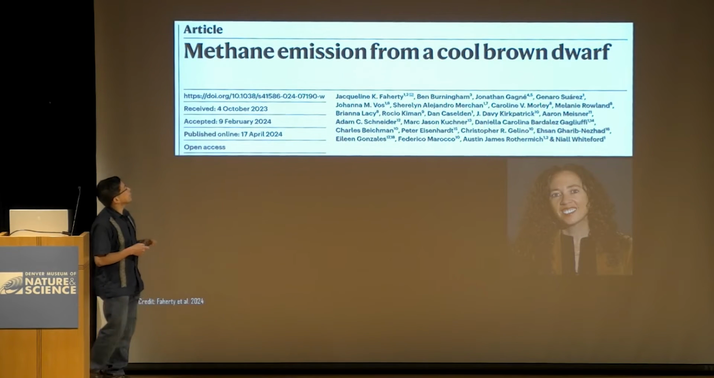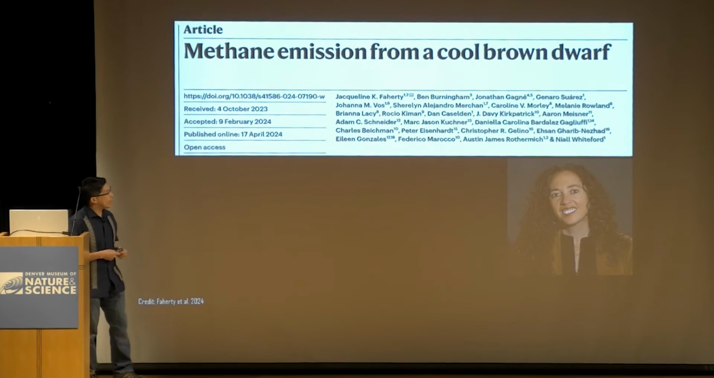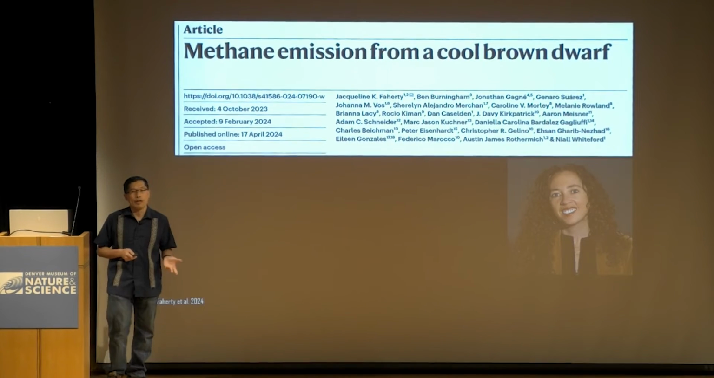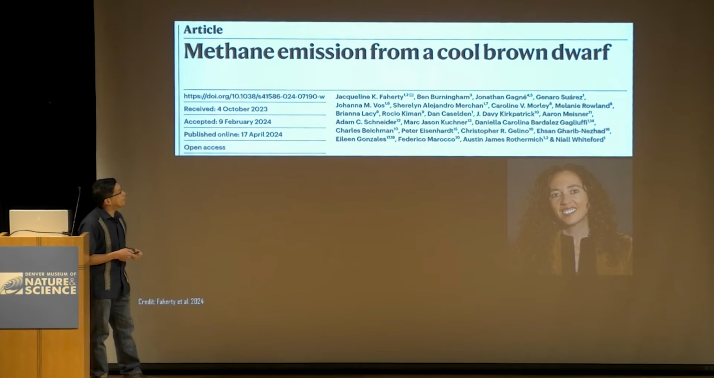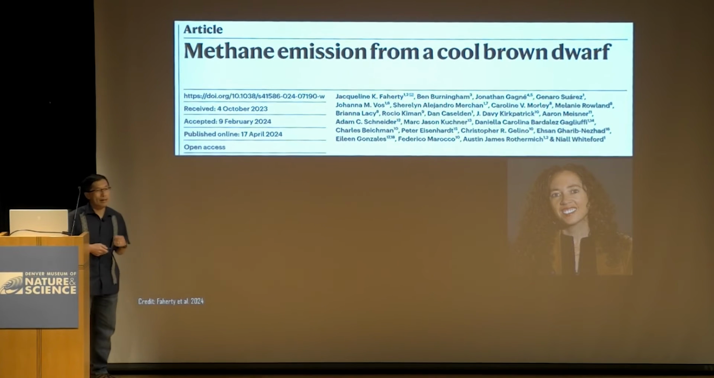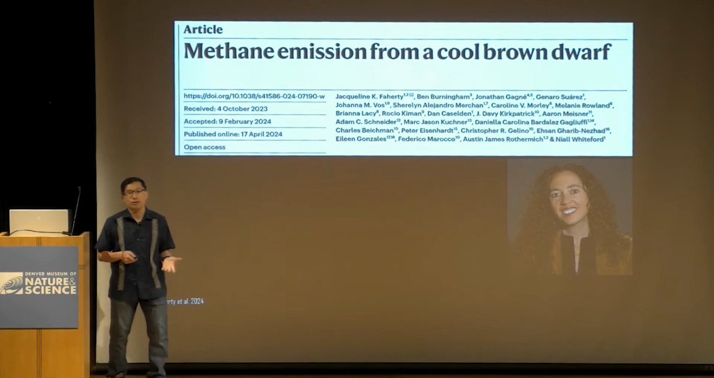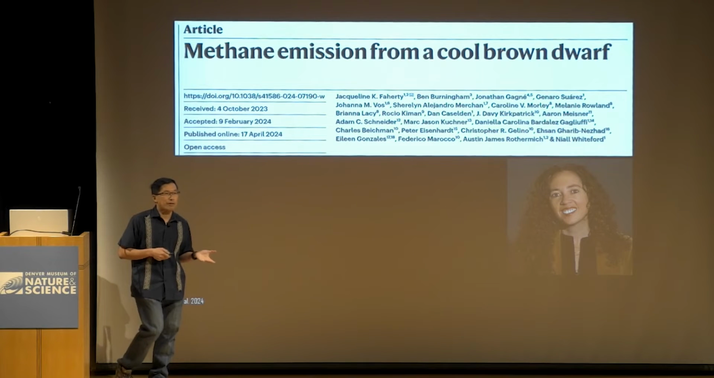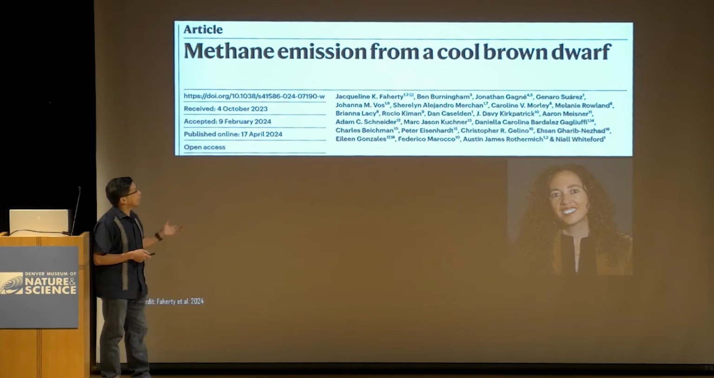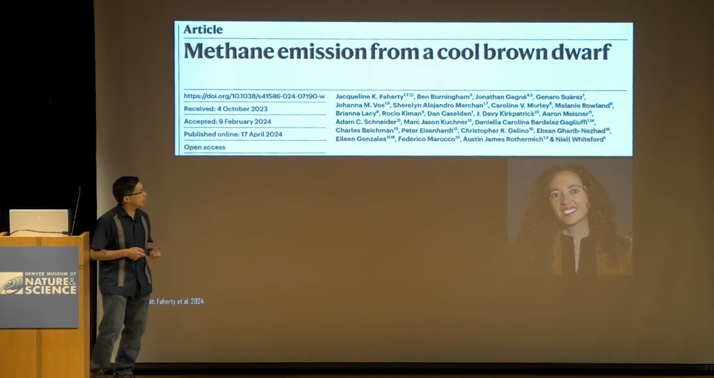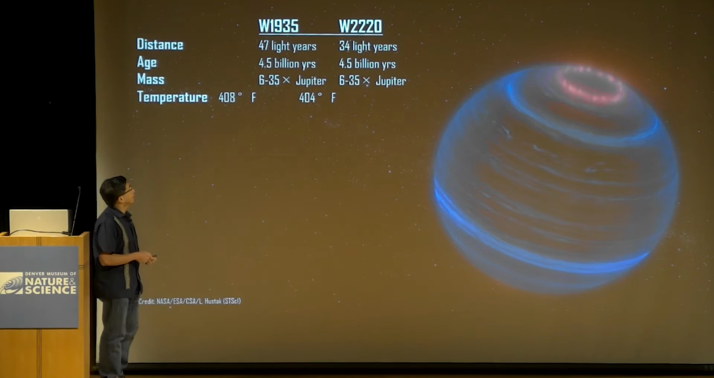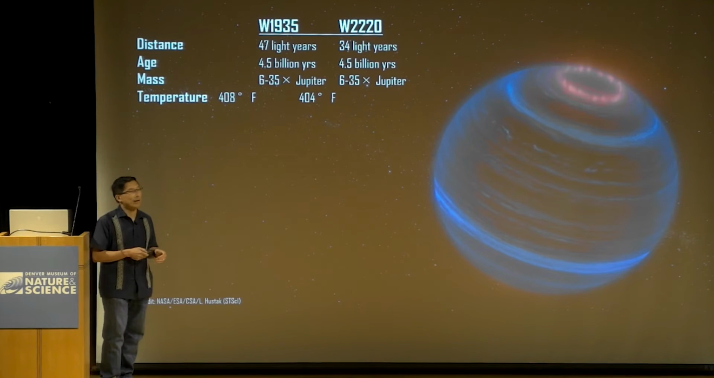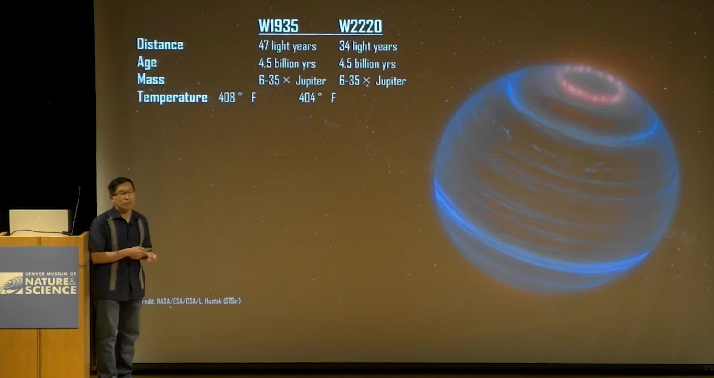All right, so that takes us to this paper by Jackie Faraday at the American Museum of Natural History in New York. She led a team of astronomers that is in the process of making James Webb Space Telescope observations of lots of different brown dwarfs. But they wrote a paper specifically on two brown dwarfs that they called W1935 and W2220. And these are relatively close by objects, so 47 light years, 34 light years.